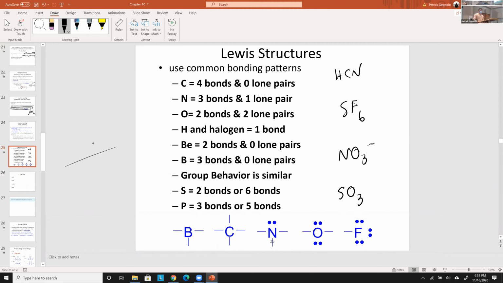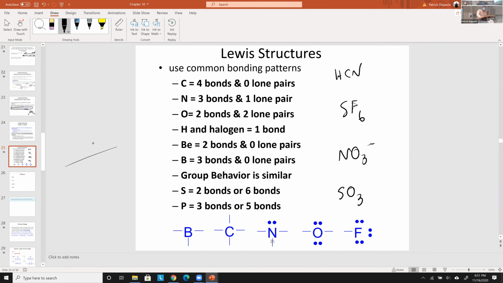Nitrogen likes to have 3 bonds. Sometimes it likes to have 5, but most of the time it likes to have 3, and it usually has 1 lone pair. Oxygen likes to have 2 bonds, and it has 2 lone pairs, just like in water. It could be 1 double bond or 2 single bonds. But sometimes that rule is meant to be broken. Sometimes you can have the octet rule with 1 bond, but it'll have a charge.